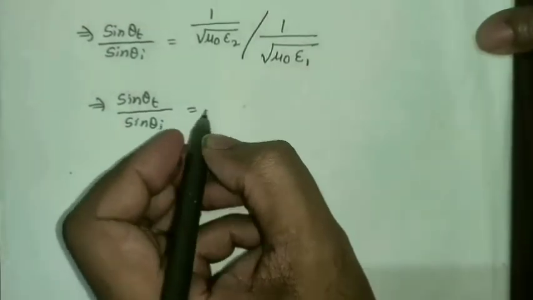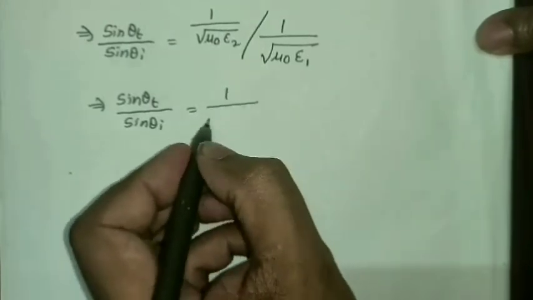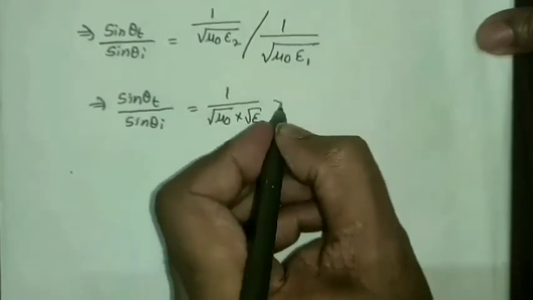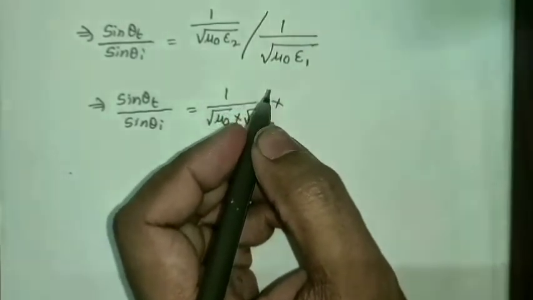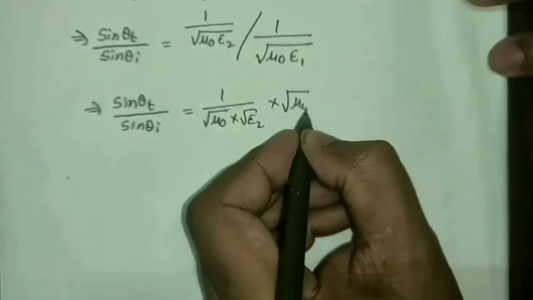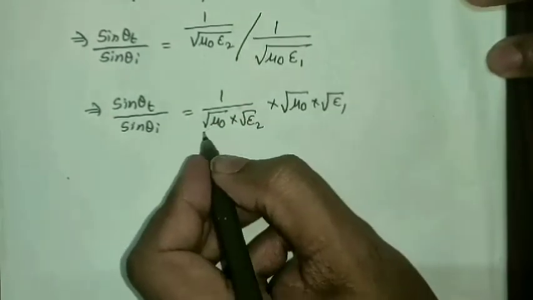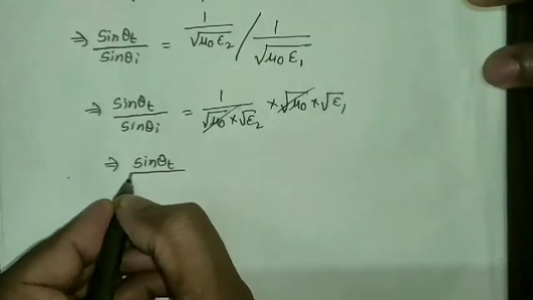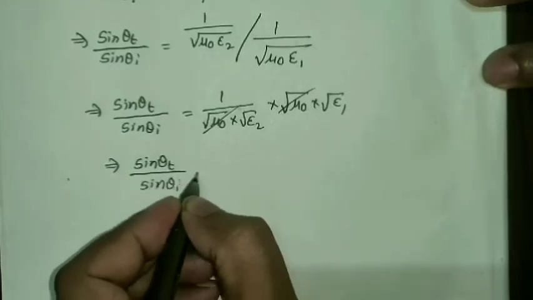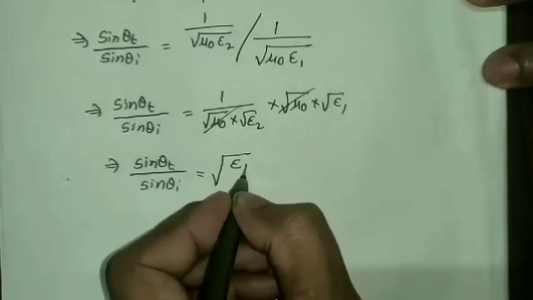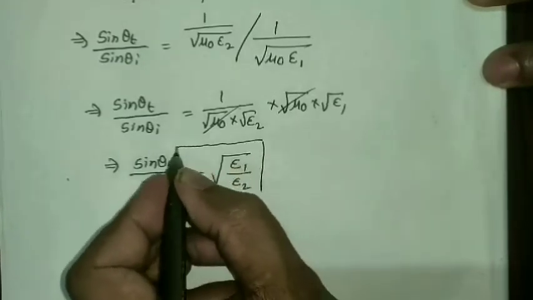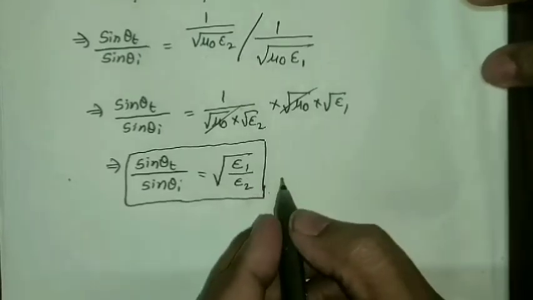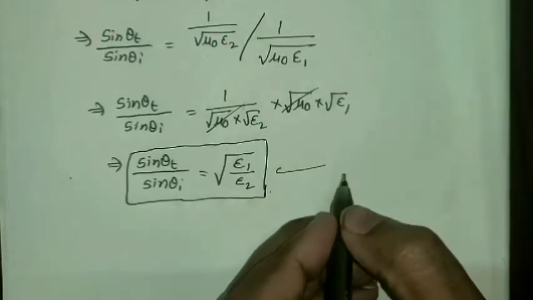Simplifying this equation, sin theta t by sin theta i equals 1 by square root of mu naught into epsilon 2 multiplied by the reversed fraction, square root of mu naught into epsilon 1. Here mu naught gets cancelled off. The resulting expression is sin theta t by sin theta i equals square root of epsilon 1 by epsilon 2. This is the representation of Snell's law in terms of permittivity.